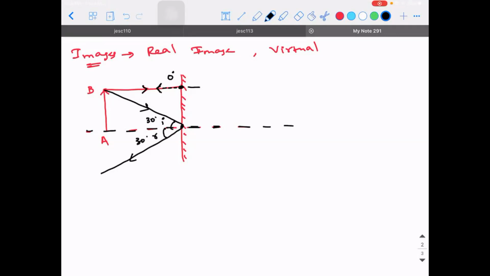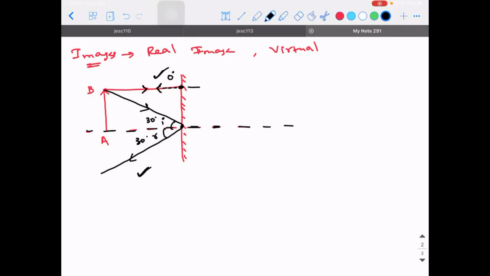Now tell me one thing. This is one reflected ray. This is one reflected ray. Are these two reflected rays getting converged or diverged? For those who don't know what is converged, converged means moving towards each other. Diverged means moving away from each other. Are they moving towards or away? Away from each other.